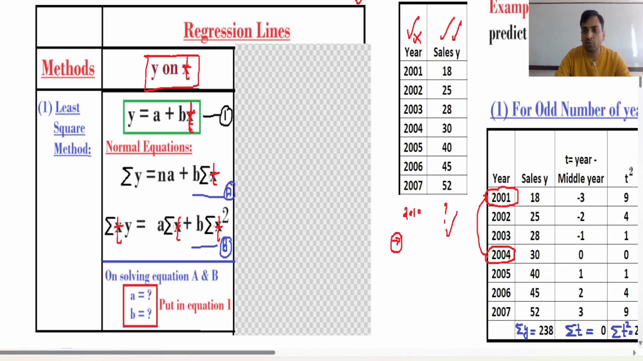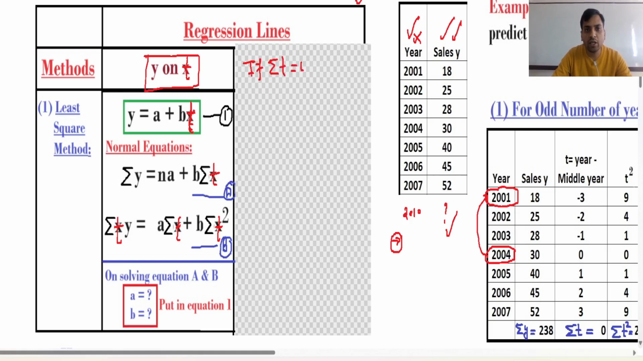2001 minus 2004, that is minus 3. 2002 minus 2004, that is minus 2. In that way you will get summation t equals 0. So when you prepare t in this way, then always you will get summation t equals 0.